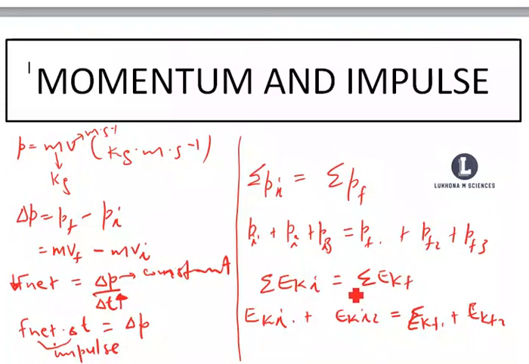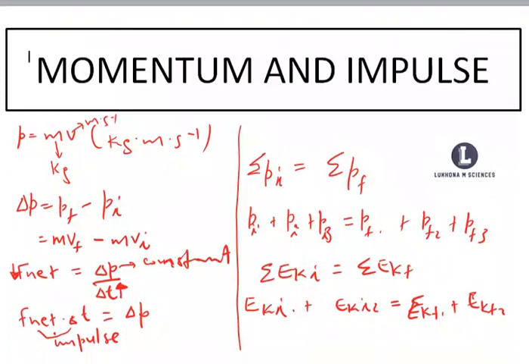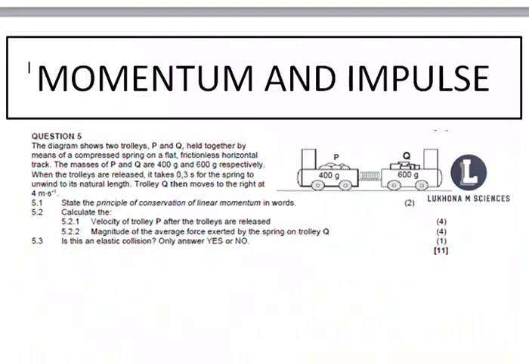Let's go to one question from a previous question paper. Okay, this is question number 5. The diagram shows two trolleys P and Q held together by means of a compressed spring. So the spring is compressed. Once you release them, the spring, then the trolleys will move apart on a frictionless horizontal track. The masses of P and Q are 400 grams and 600 grams respectively.